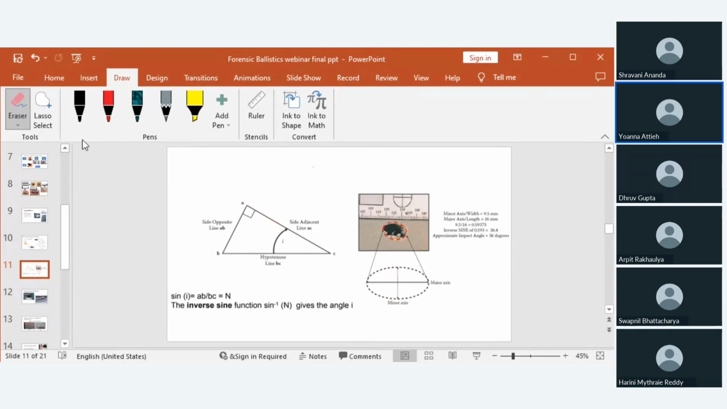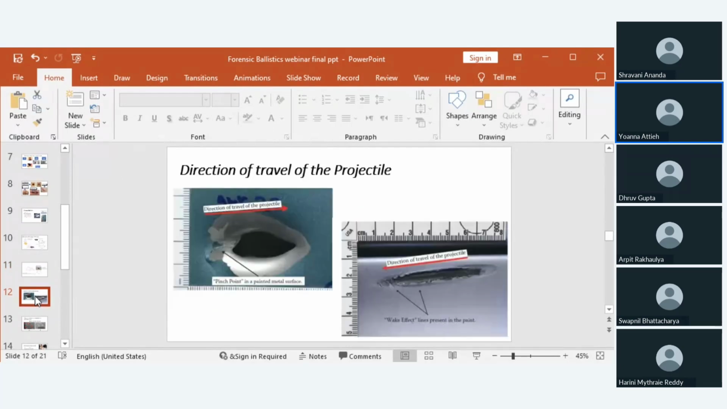Okay. So now we're going to talk about something very important, which is the direction of travel of the projectile. How we can determine the direction of travel of the projectile. Simply, guys, if you have a look at the photo, it's really important to understand the direction of the bullet's travel after it strikes a surface, which is critical in crime scene investigation. So two main phenomena are used to track the bullet path. The first is called the pinch point, and we're going to talk more about it. And the second is called the wake effect.